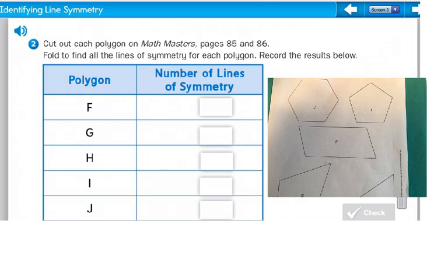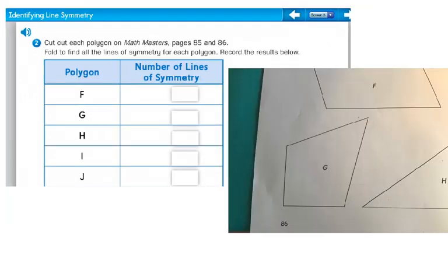So when you took shape F, the parallelogram, did you find anything unusual? Do you know what? No matter how I folded it, it didn't have any lines of symmetry. None. 0. All right, let's go ahead and take shape G. So find shape G.